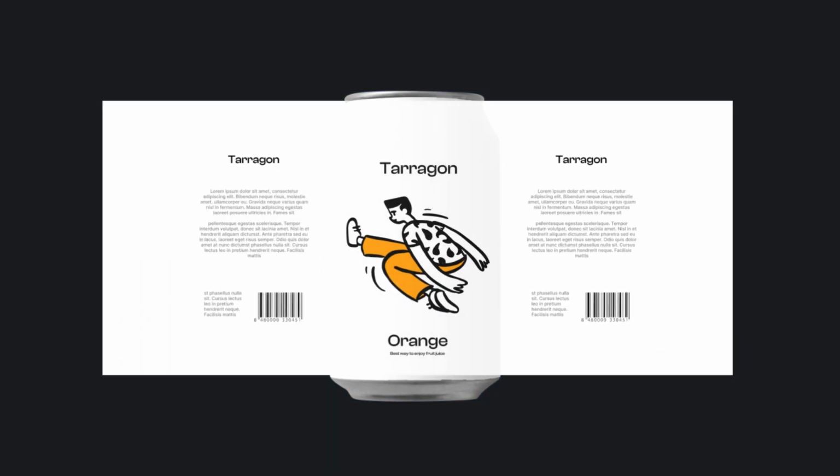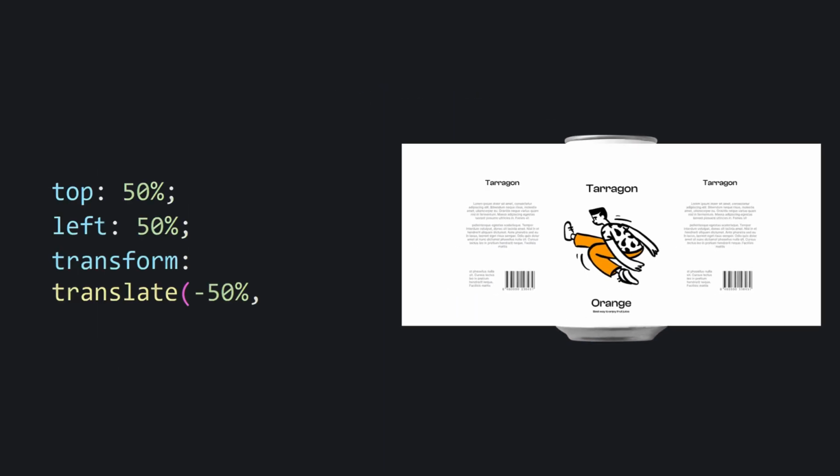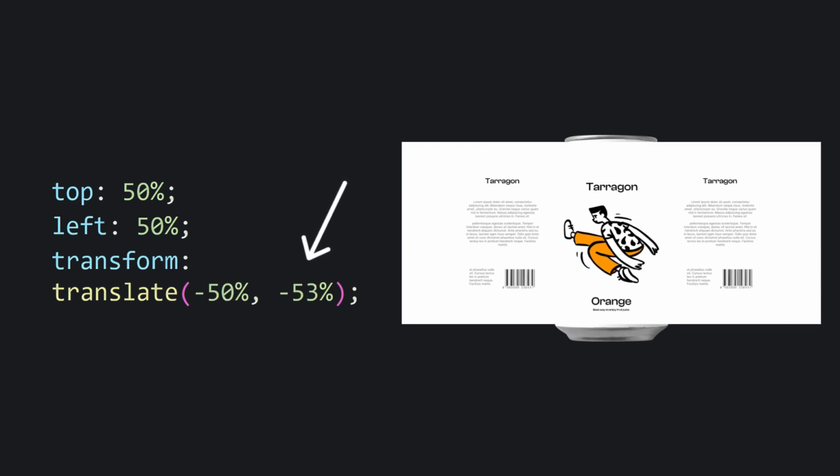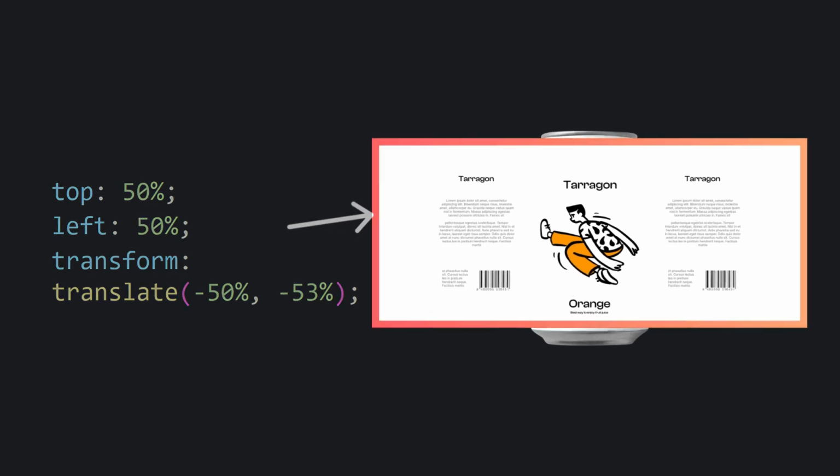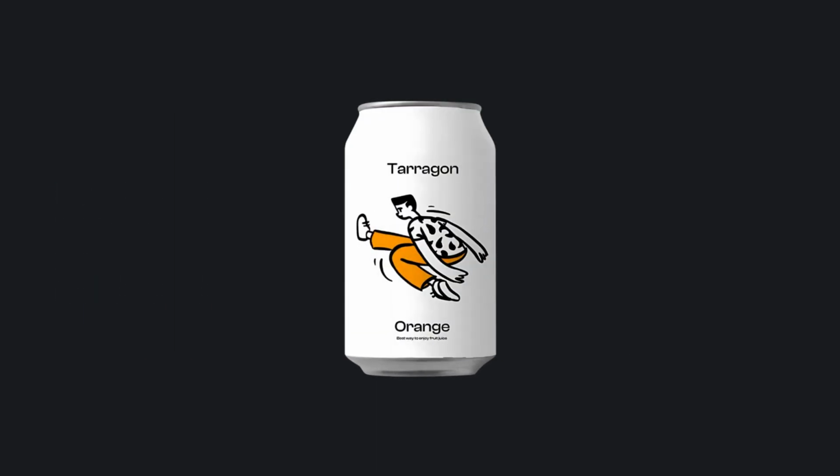Next, align the wrapper to the center by translating it as shown. For height adjustment, I am changing the translate Y value. This might vary depending on the wrapper image you use. Now we need to turn this into this.